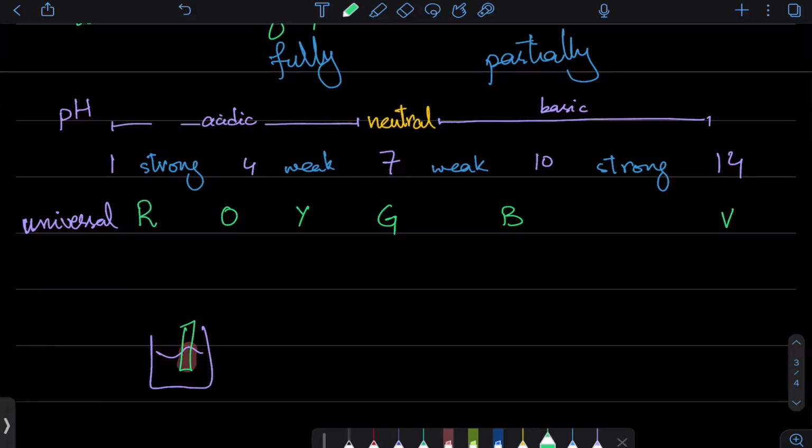So what's the method? If you were to write it down, that is: dip the pH paper in the solution.